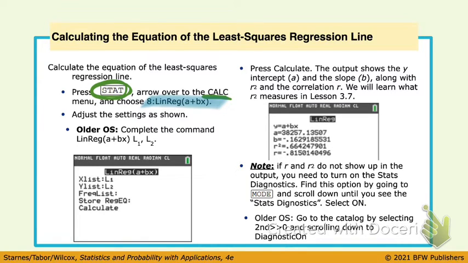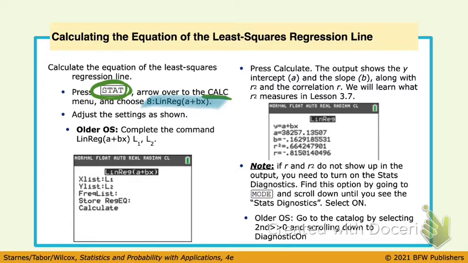If you use number 4 like you did in algebra, your a is going to be your slope, and your b is going to be your y-intercept, which is backwards for us. Okay, so make sure you guys are using number 8. And then you will probably see this. You want to make sure your x list is L1, your y list is L2. You can leave your frequency blank and your store regression equation blank, and you could go down to calculate and then hit enter.